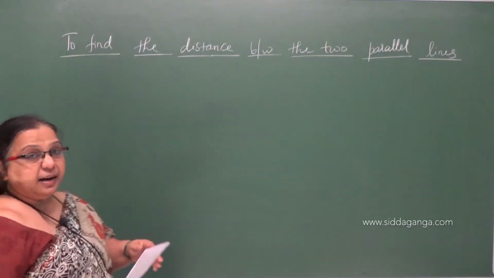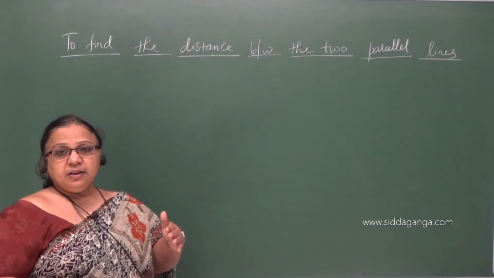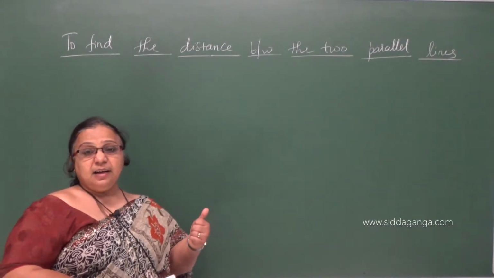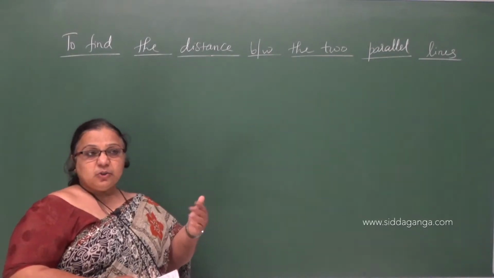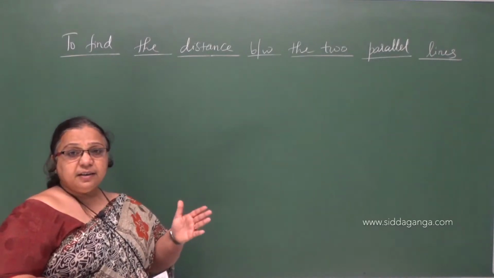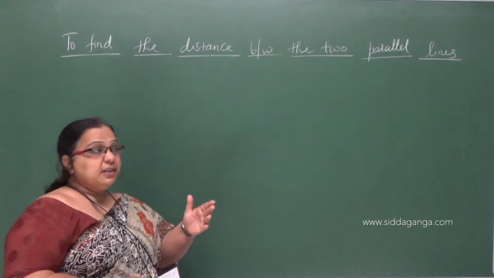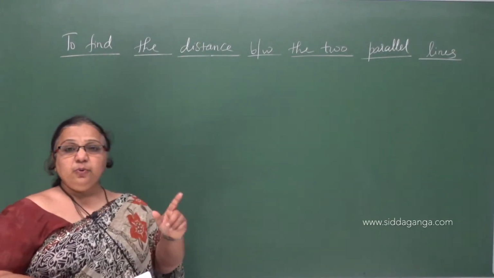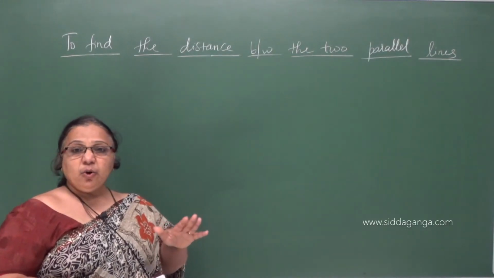Parallel lines lie in the same plane. Lines that are neither intersecting nor parallel are not coplanar, but parallel lines will be coplanar. Since we are taking two parallel lines, those two lines will be coplanar.